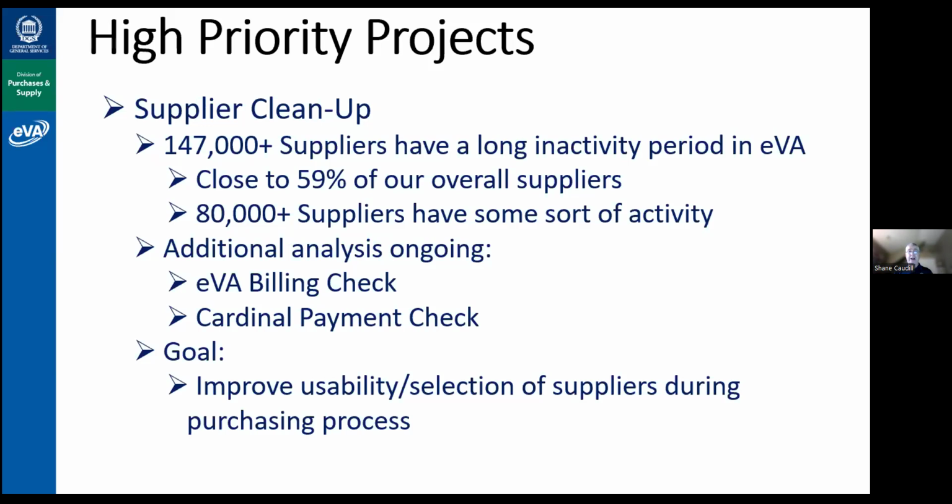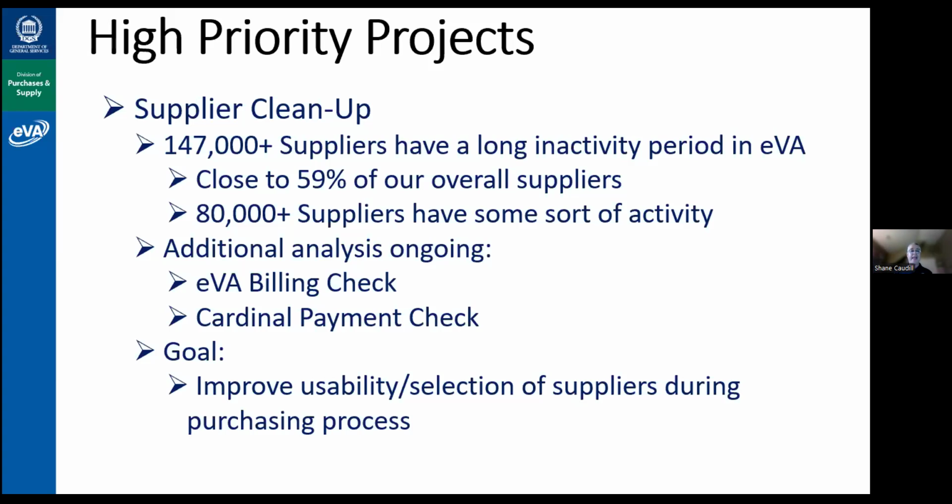Over 147,000 plus suppliers have had several years of inactivity in eVA. I'm talking no orders, haven't logged in, haven't responded. You've got an active supplier profile, but they've really done nothing, right? From an eVA perspective, or they haven't in a long, long time, going back years and years and years. Close to 59% of our overall suppliers are in this condition, where we're not seeing any activity from this query we've run.